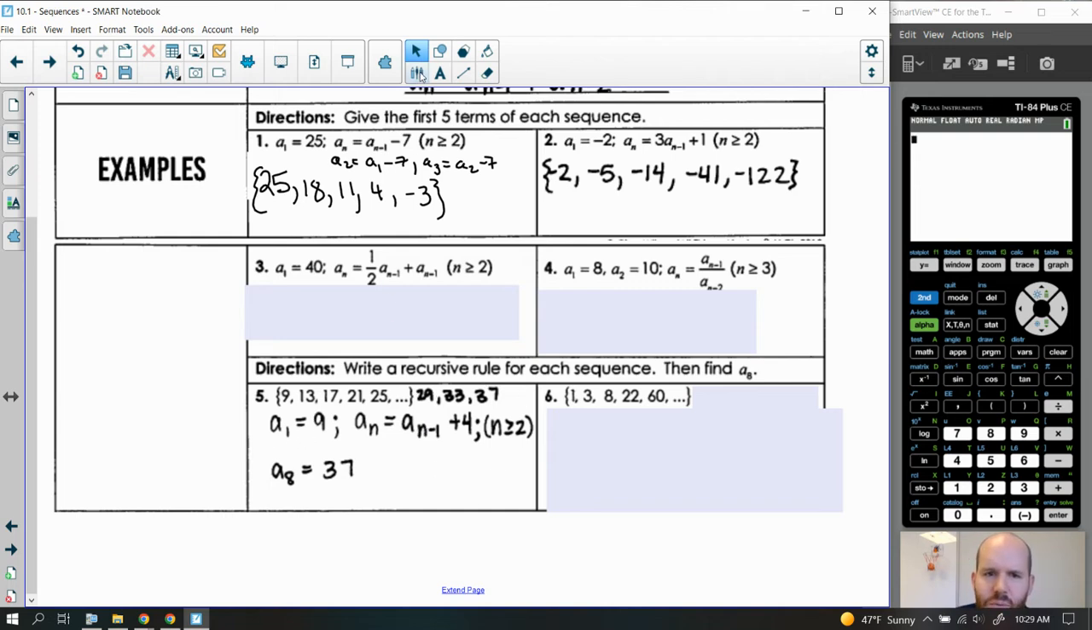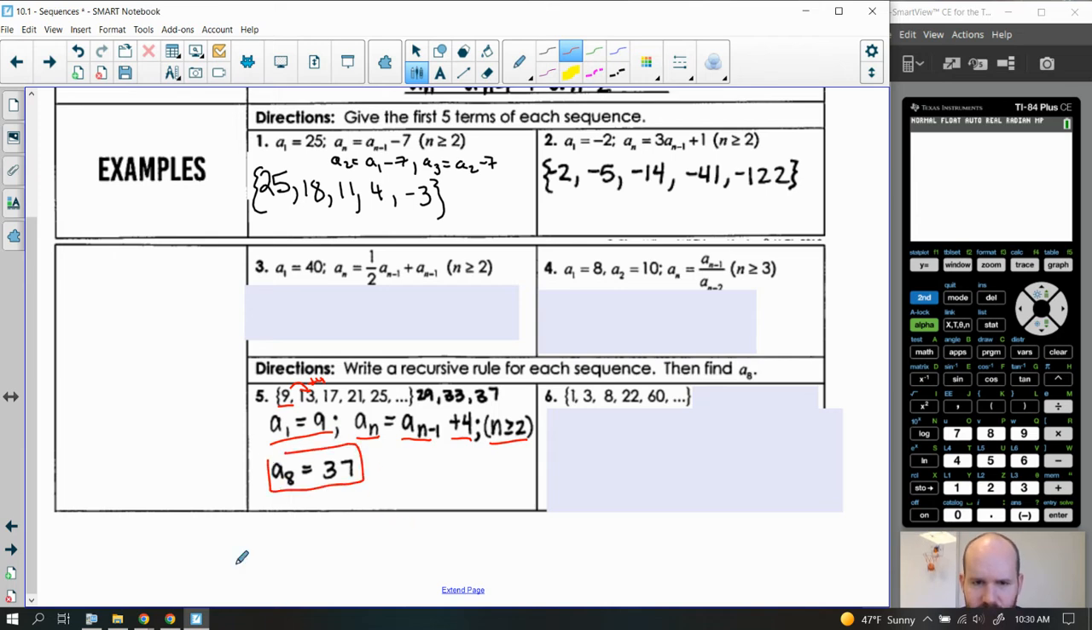So if I'm setting up a formula for this, I can do that by first stating where the sequence starts, which is at 9, and then defining the pattern I noticed. I noticed that we were adding 4 every time. So that means that each subsequent term is equal to the previous term plus 4 for every term after the first term. And if I continue that pattern out until I get to the 8th term, I can find that A sub 8 is 37.